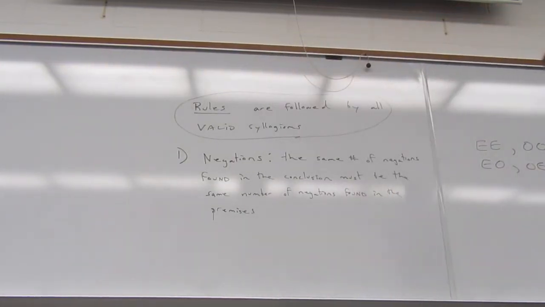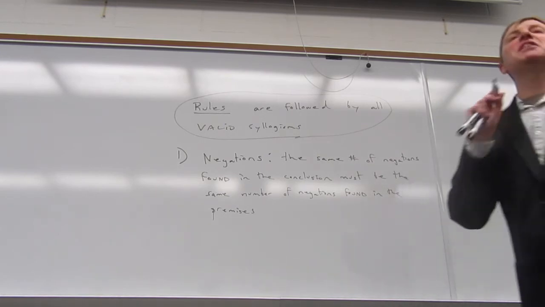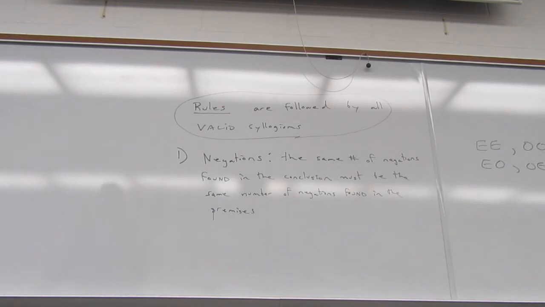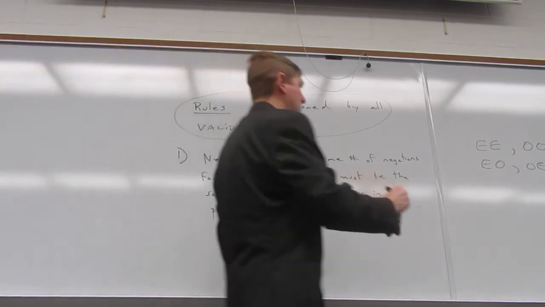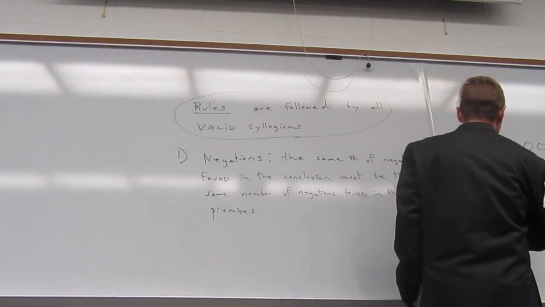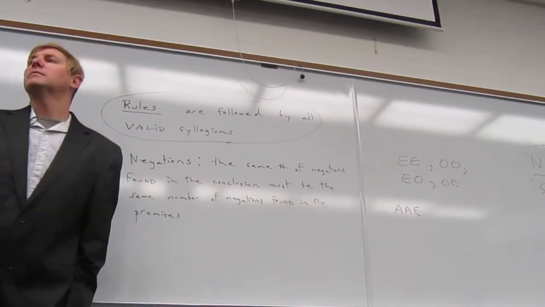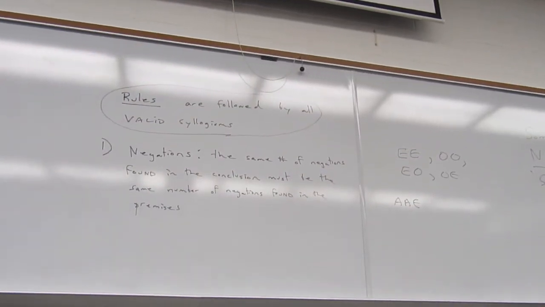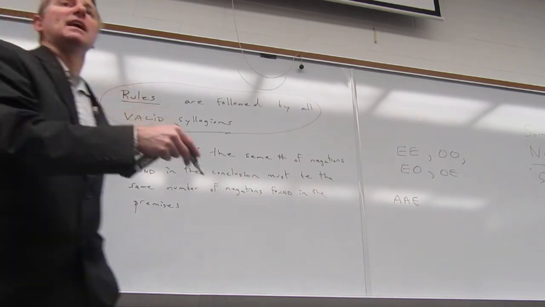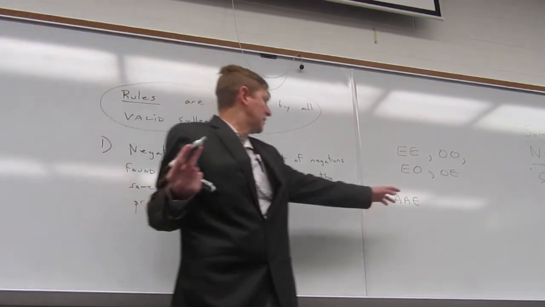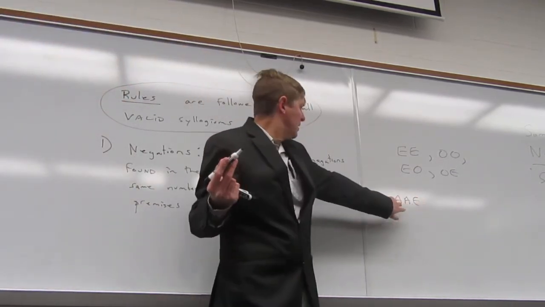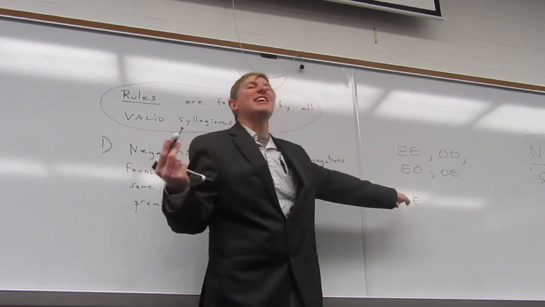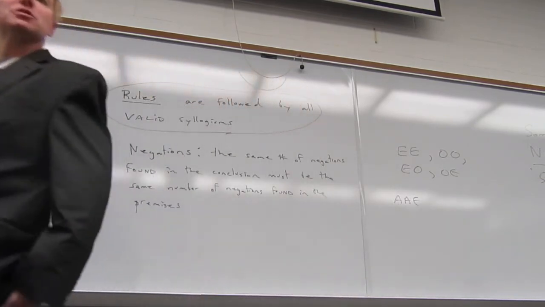Take a guess what else you can conclude based upon this rule. If my conclusion is a negation and both of my premises are what? Affirmations, I can know that it will be invalid. Give you an example. If you see a syllogism being proposed that is an AAE, automatically invalid because you've got one negation in the conclusion and you've got zero in the premises.